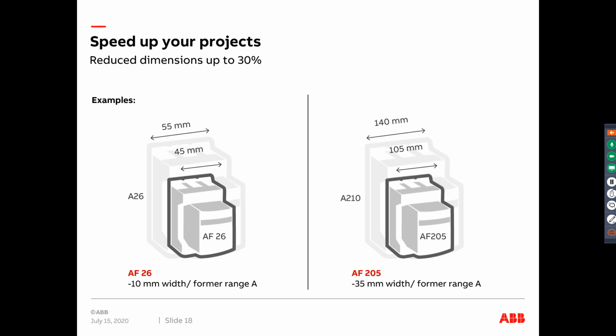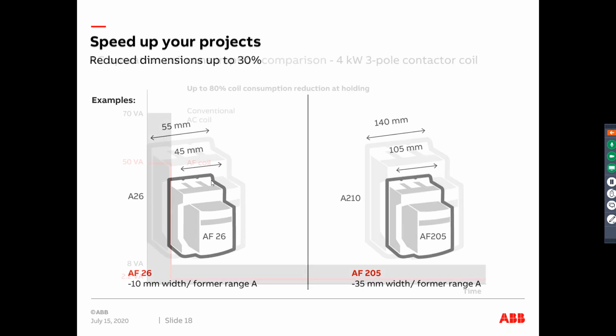For example, our 26 ampere range, previously it was 55 mm, now it is just 45, so reduced by 10 mm. Whereas with a bigger size, that is 210 amperes, now the same contactor is called AF 205. The size is reduced by 35 mm.